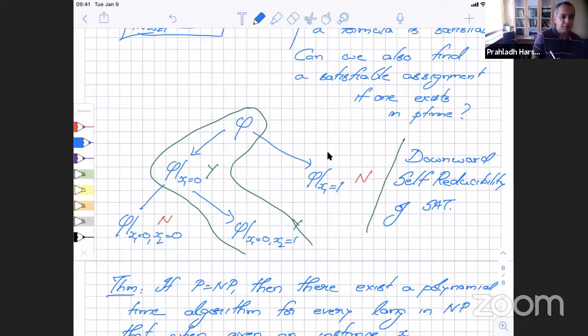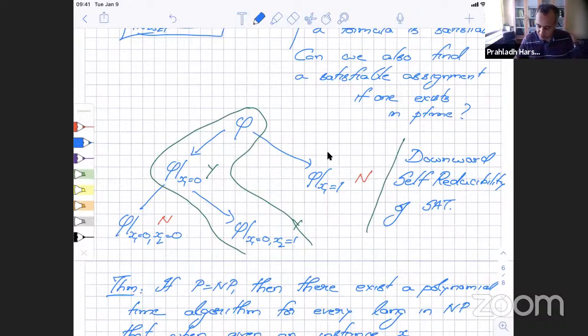If this was not doubling, if the blow up was just an additive constant factor each time, this would be really great. This would give you a polynomial time algorithm for SAT. In fact, I think it'll give you a linear time algorithm for SAT. We don't know how to do this, but SAT does have this downward self-reducibility.